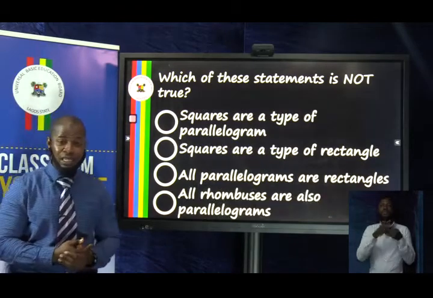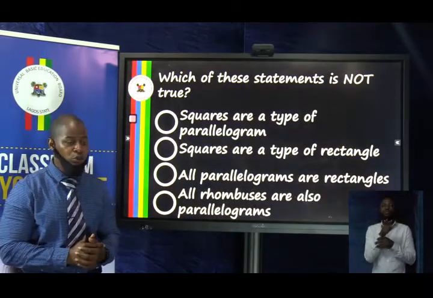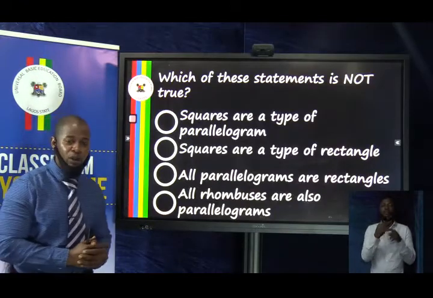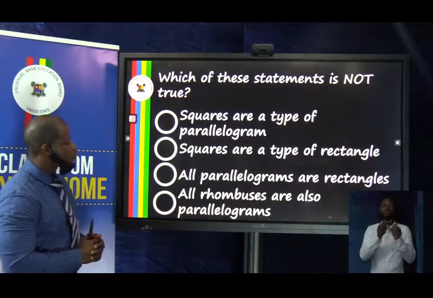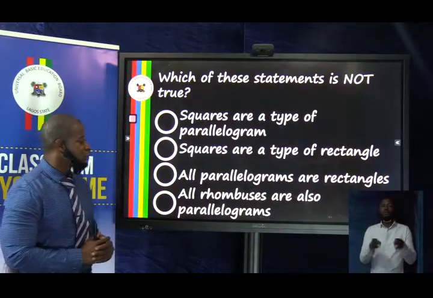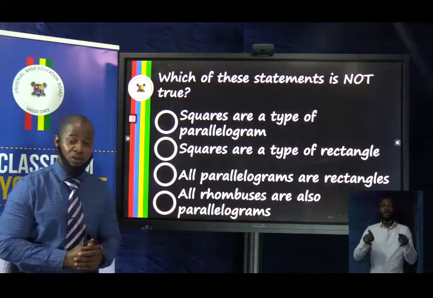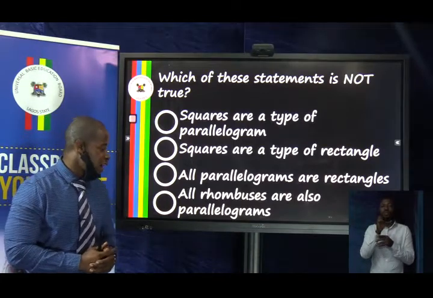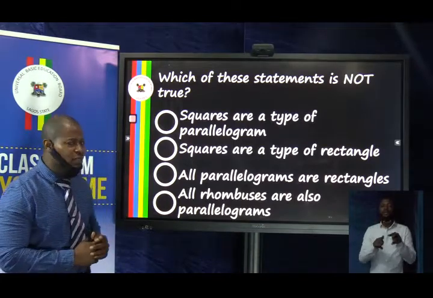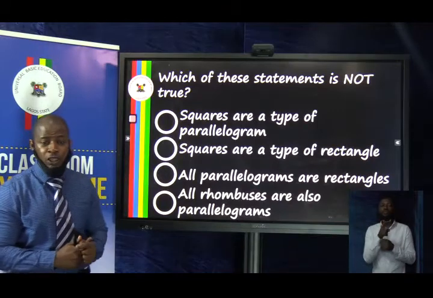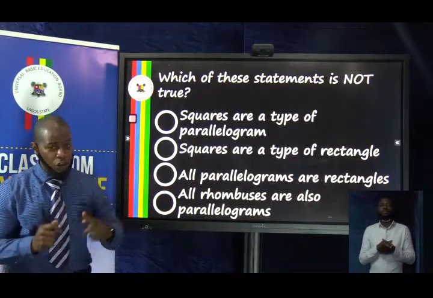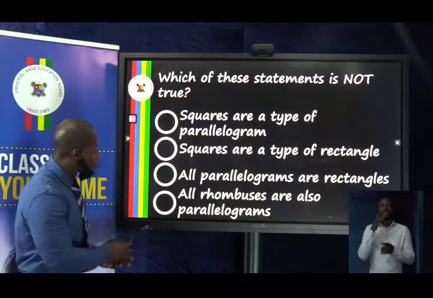Now, which of these statements is not true? The first one is squares are a type of parallelogram. Second one is squares are a type of rectangle. Third one is all parallelograms are rectangles. The fourth one is all rhombuses are parallelograms. Which of them is not true? Take your time. Should have your answer by now. So let's unveil the correct answer.